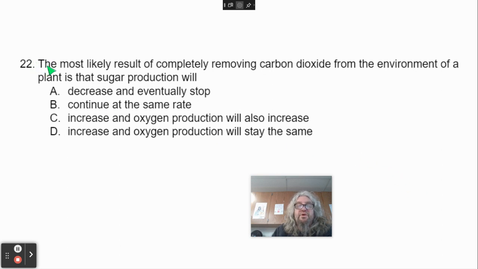Number 22, the most likely result of completely removing carbon dioxide from the environment of a plant is that sugar production will A, decrease and eventually stop, B, continue at the same rate, C, increase and oxygen production will also increase, D, increase and oxygen production will stay the same.